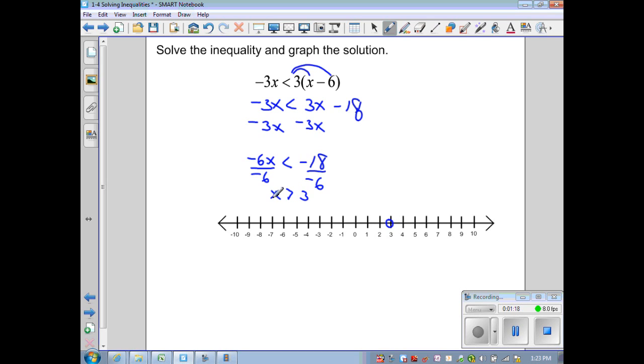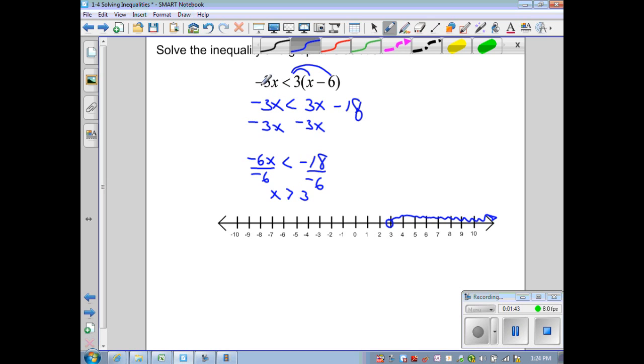And then I need to shade all values of x that are greater than 3. So my solutions will be everything to the right. What I can do is select a point that is in my solution, and I'll select 4, the smallest one, and we can substitute back in to make sure that this is true.